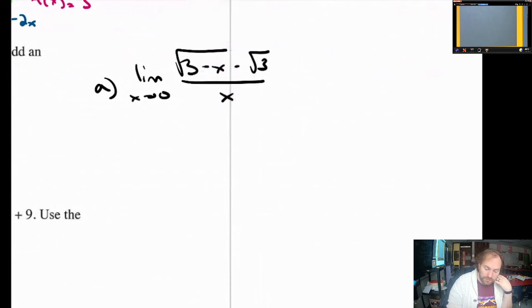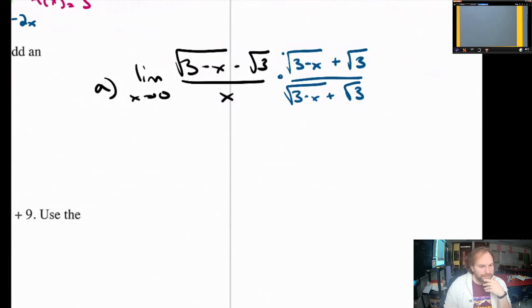Usually with these square roots, the best way to do this is to multiply by the conjugate, the square root of 3 minus x plus the square root of 3, like that, over the square root of 3 minus x plus the square root of 3. It's going to look a little complicated, but wherever that little minus sign is, it's the same thing but a plus instead. The reason why this works is it's going to cancel out all of the radicals, which is cool, at least on top.